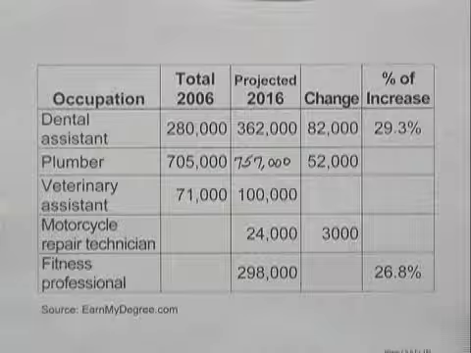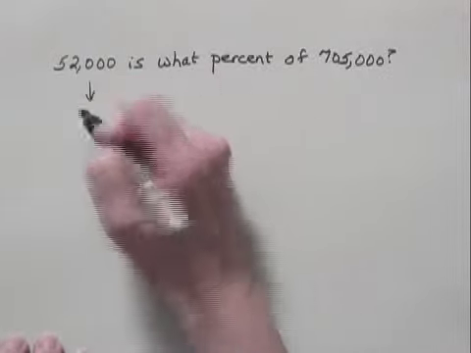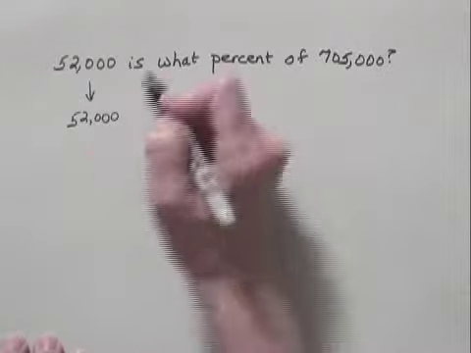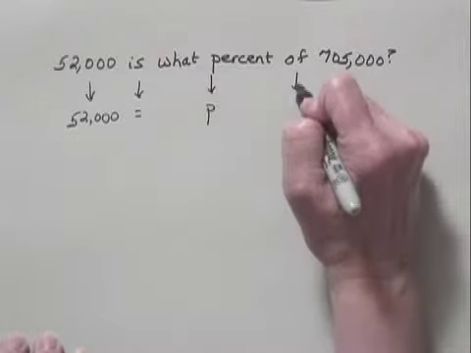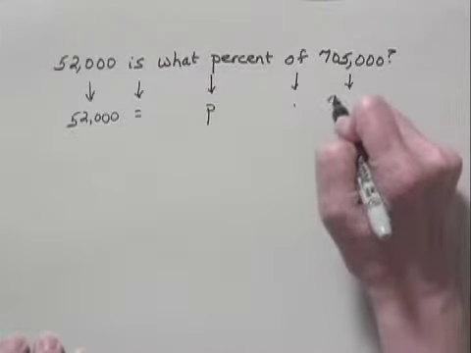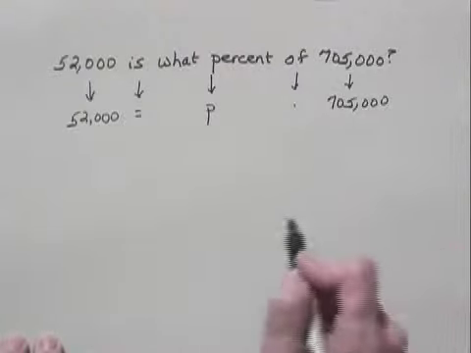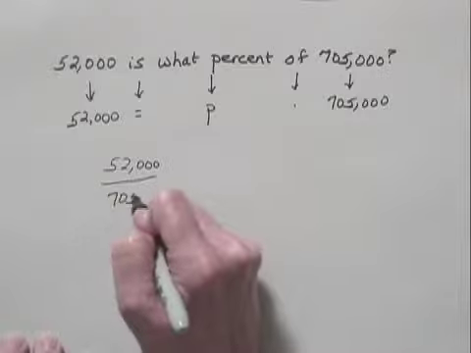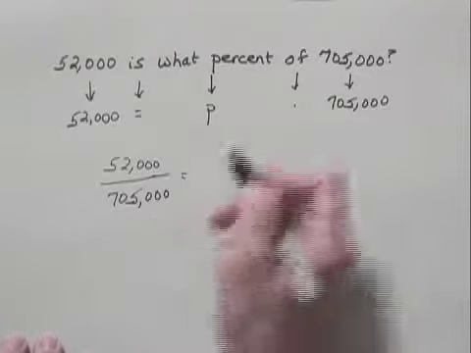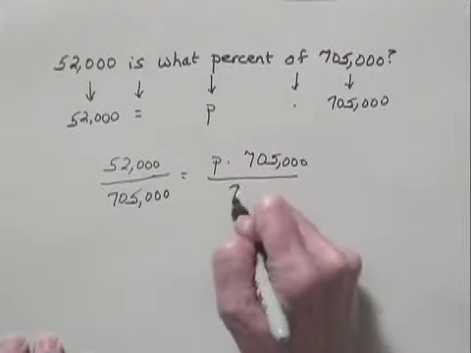Now we need to find the percent of increase, so we are going to solve an equation to find that. What we're asking is, 52,000 is what percent of 705,000? This translates to 52,000 equals what percent, we'll call it P, of is times, 705,000. Now we can solve this equation to find P. We can divide on both sides by 705,000. This is equal to P times 705,000 divided by 705,000.